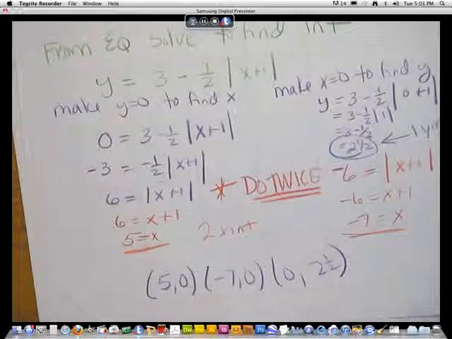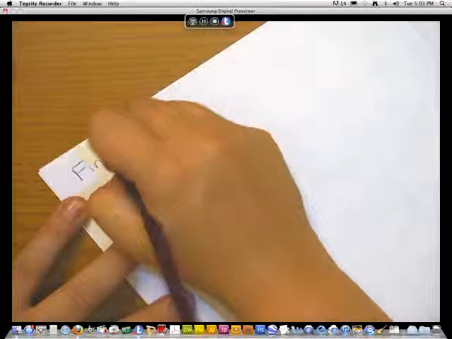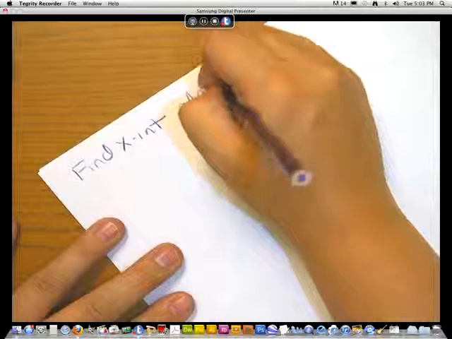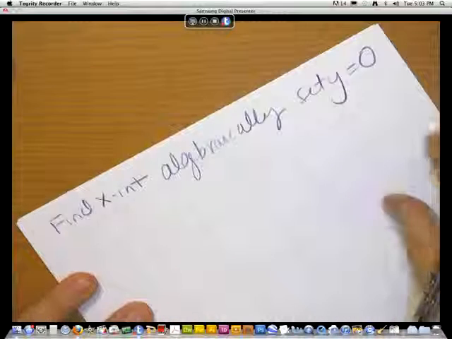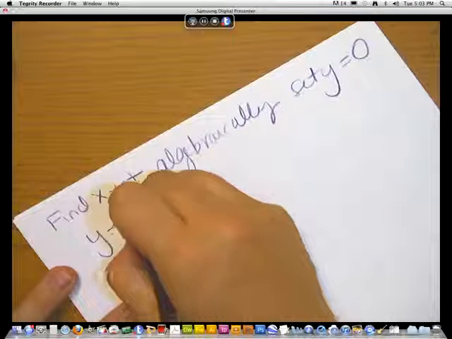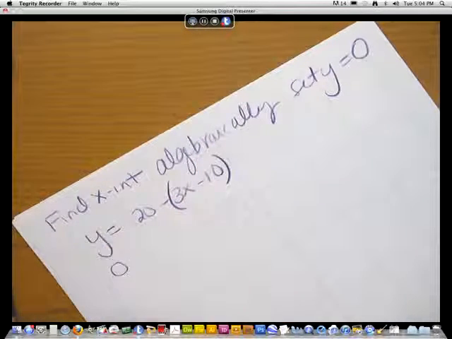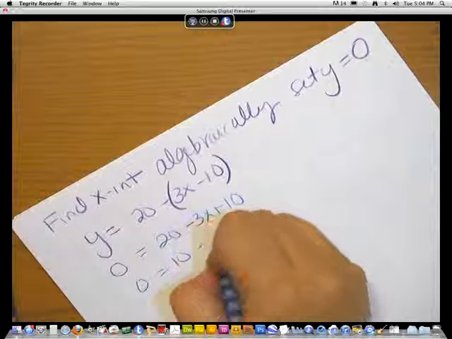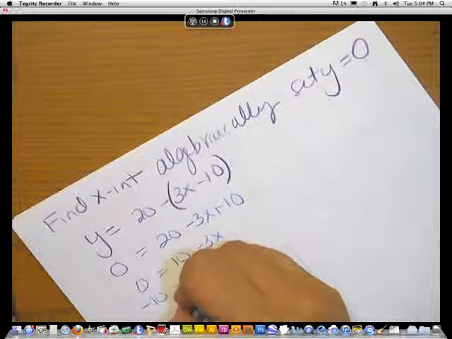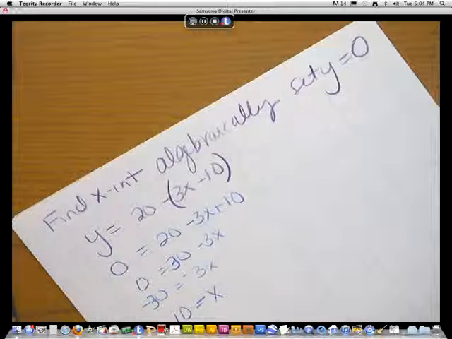All right, moving on with day 2 of P4. Again, we're going to find an x-intercept. We just talked about it algebraically, where we set y equal to 0. So given the equation, y equals 20 minus 3x minus 10, we would make y 0 and do some simplification process, and then get that our x-intercept is 10.